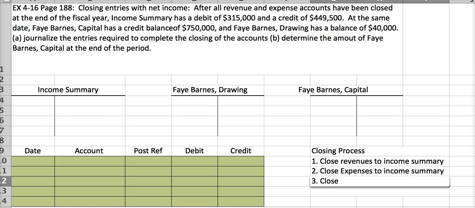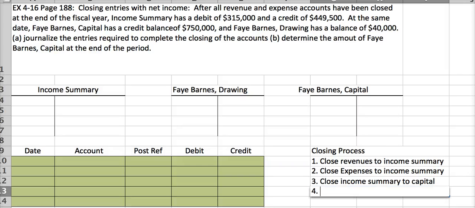Next, we're going to close the account that we've been putting both of our revenues and expenses to, close income summary to capital. So at this point in time, income summary has your revenues and your expenses in it, which nets to your net income. So in essence, we are dumping net income to capital. And then step 4 says to close drawing to capital. Drawing has a debit balance, so we'll credit it to get rid of that balance, and then we'll debit capital, which will in essence reduce our capital, which is what drawing does.